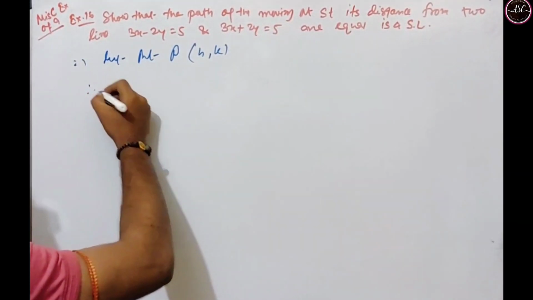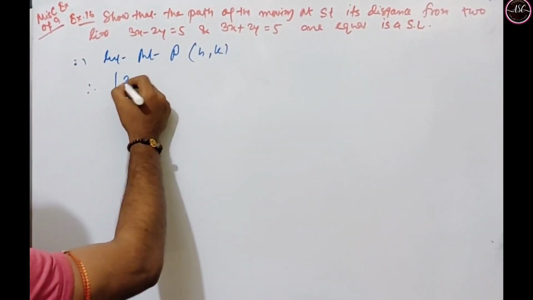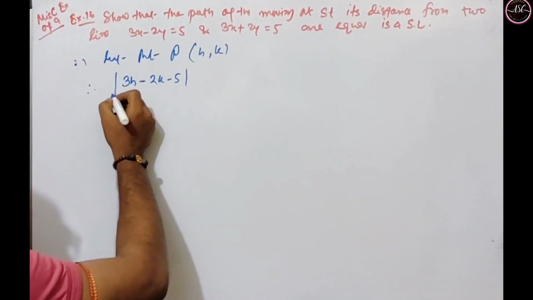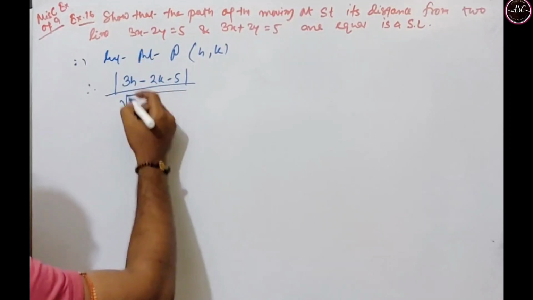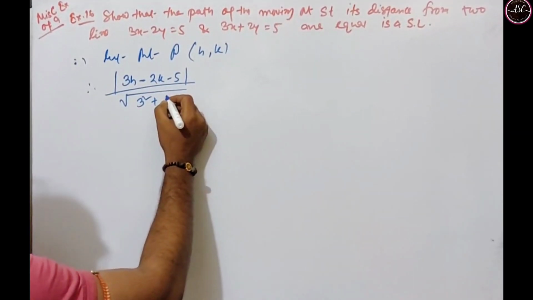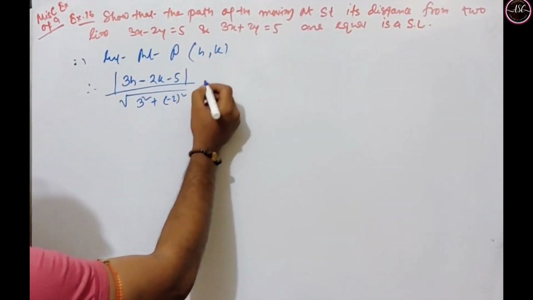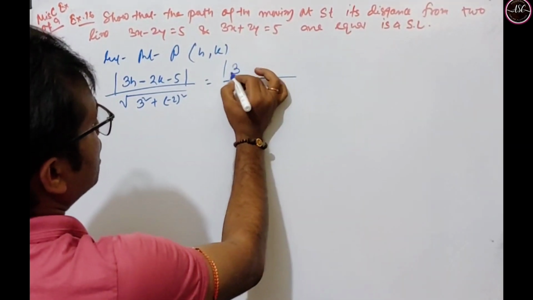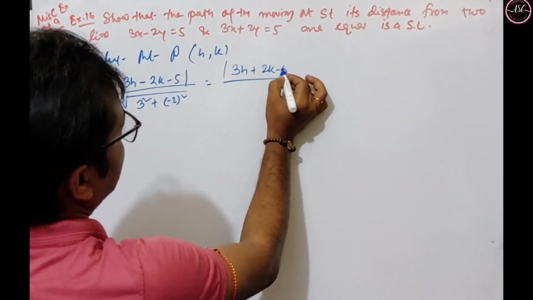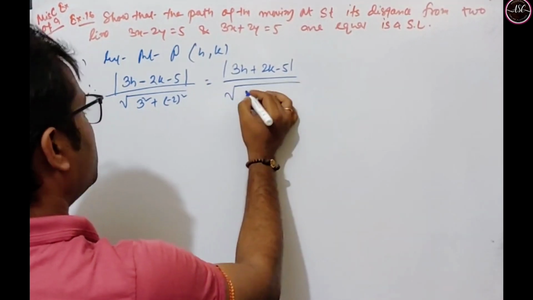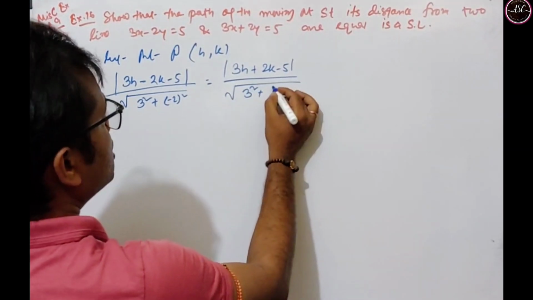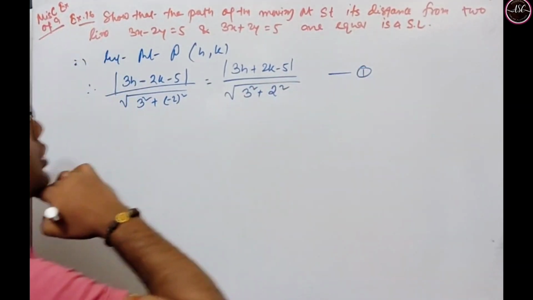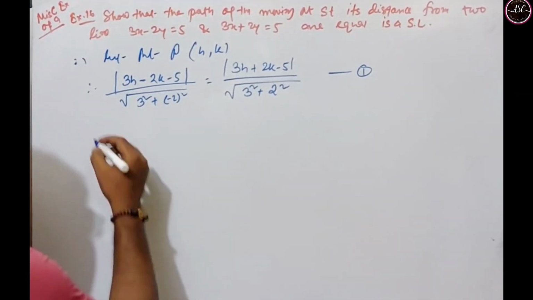So therefore we can write mod of 3h minus 2k minus 5 divided by root of 3 square plus minus 2 square, that means 4, equal to, from this line the distance will be mod of 3h plus 2k minus 5 divided by root of 3 square plus 2 square. Okay, so this is number 1. From this, two conditions will happen.